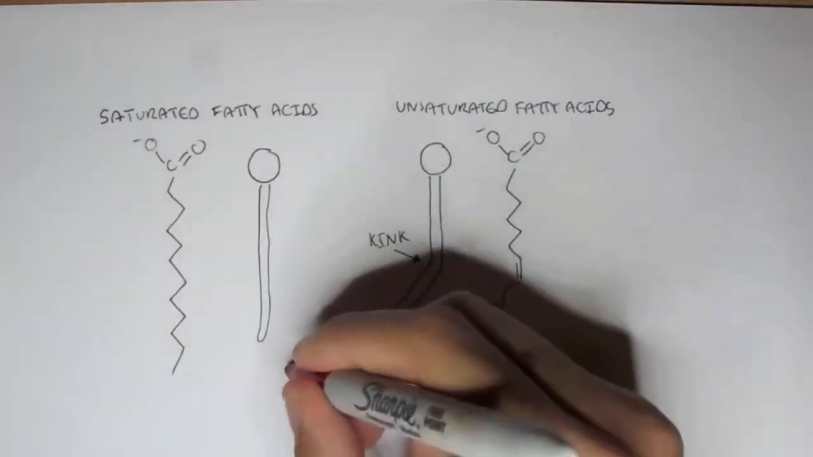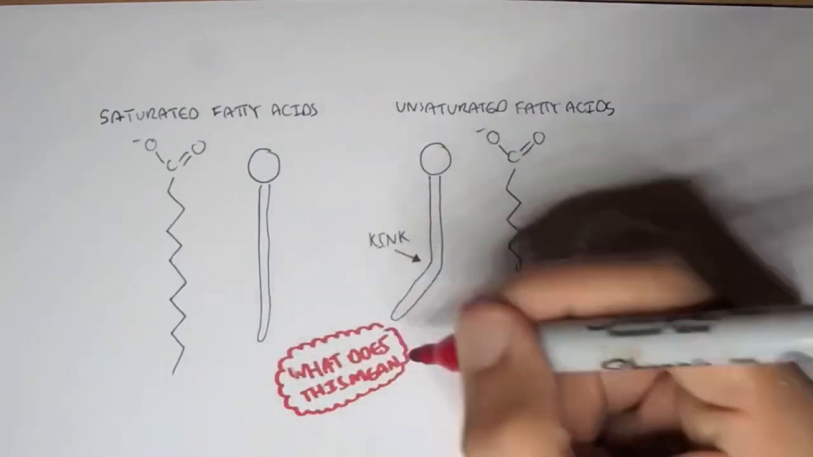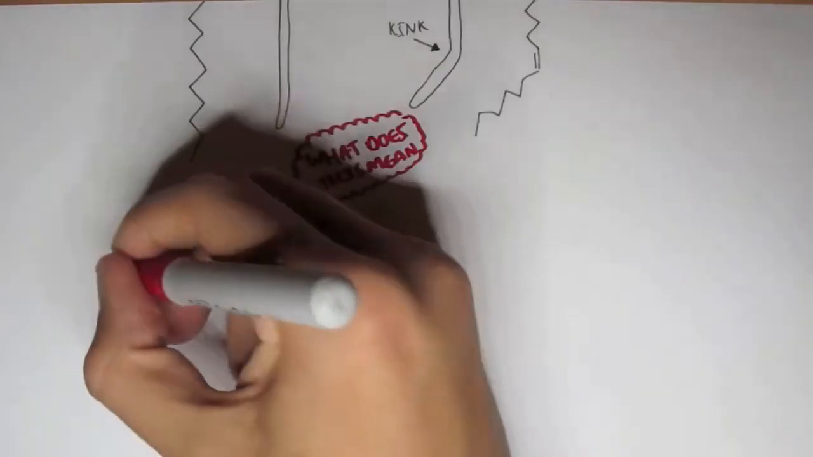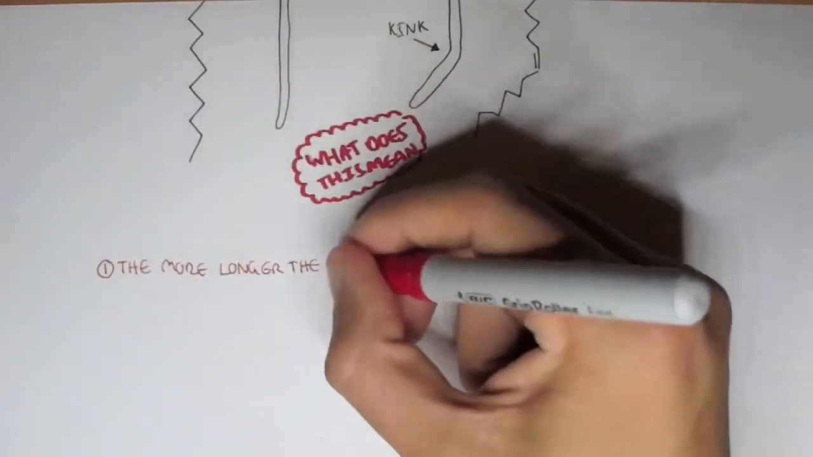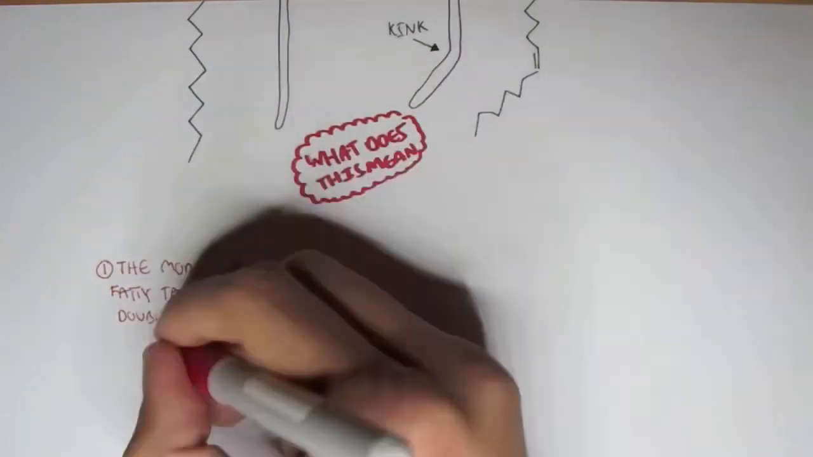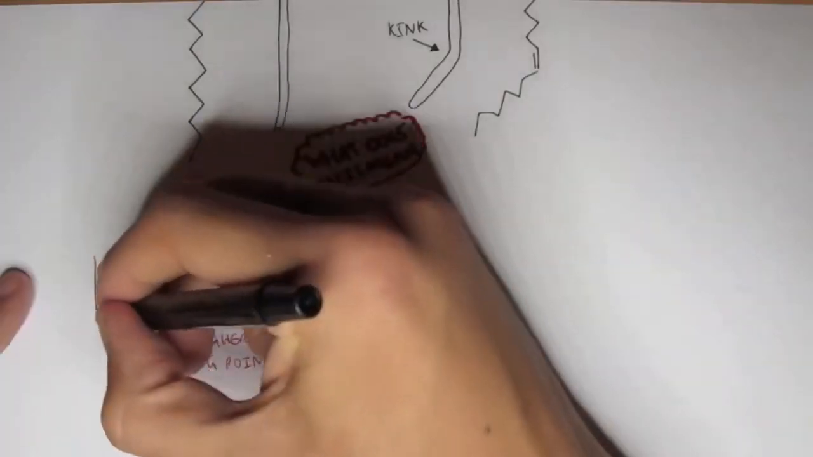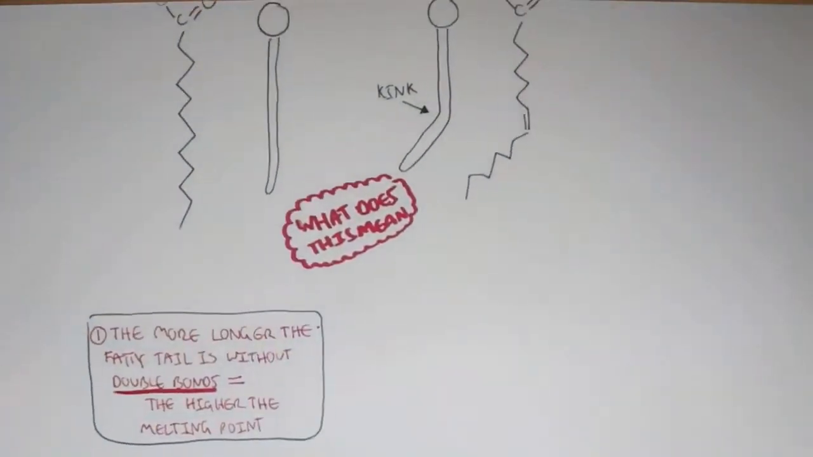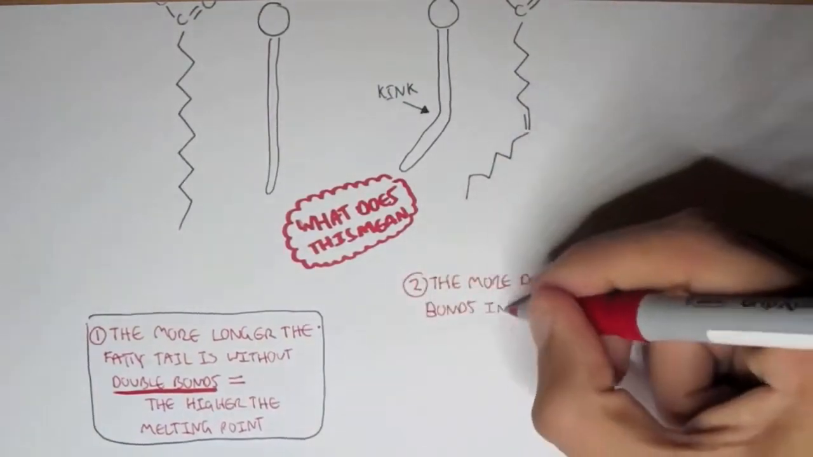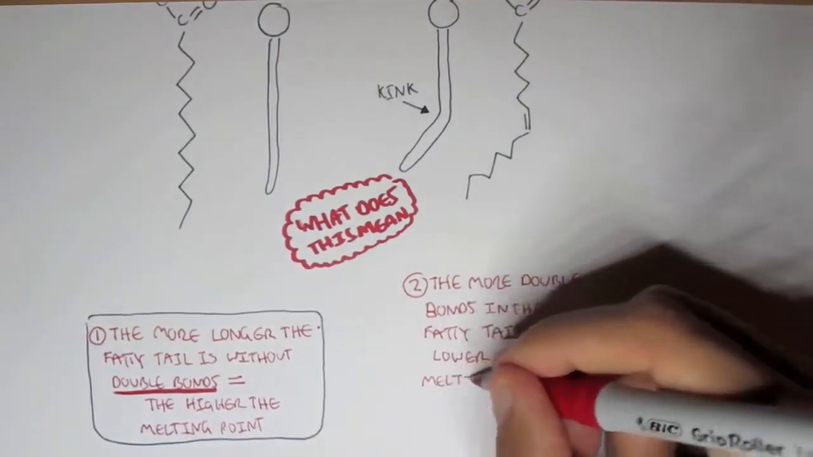So what does this mean? Well, it means two things. The first one: the longer the fatty tail is without a double bond, the higher the melting point will be. So if it's saturated fatty acids, the longer it is, the higher the melting point. Number 2, however, the more double bonds in the fatty acid tail, the lower the melting point will be.